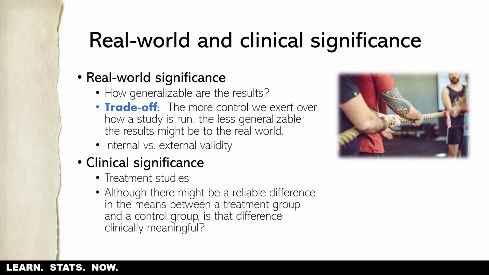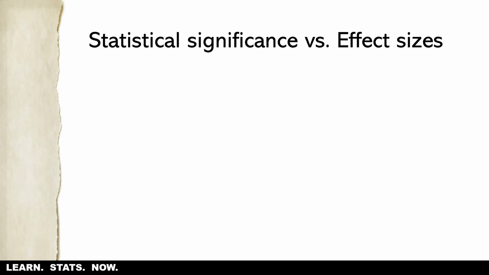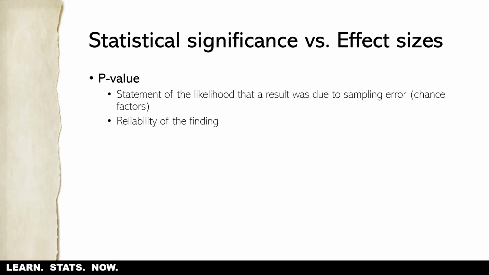So you can have, again, with large enough sample sizes, trivial differences between a treatment group and a control group. What we're really looking for are clinically significant differences, a magnitude of effect, right, that warrants maybe changes in future treatment protocols. So that leads us to a discussion very quickly on the difference between statistical significance and effect sizes.